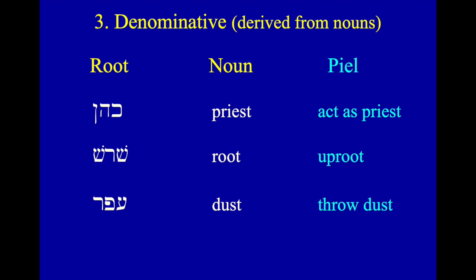Or sharash, which means a root. It's actually shoresh when you see this in the Bible. But yeah, shoresh means a root. In the Piel, that means like to uproot, to do something with a root, like to see the full root. You have to take it out of the ground, so it ends up meaning uproot in the Piel. Or afar, well, that means dust. In the Piel, it means like to make a lot of dust happen. So like to throw the dust around, or to kick up dust. It might be another way to translate this.